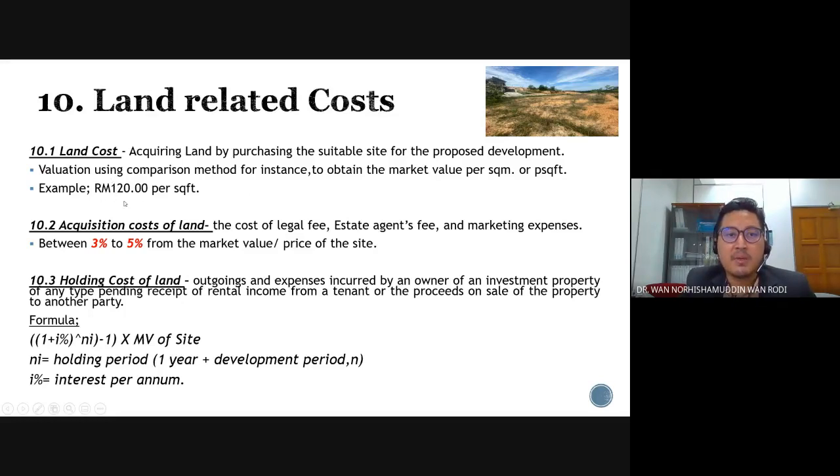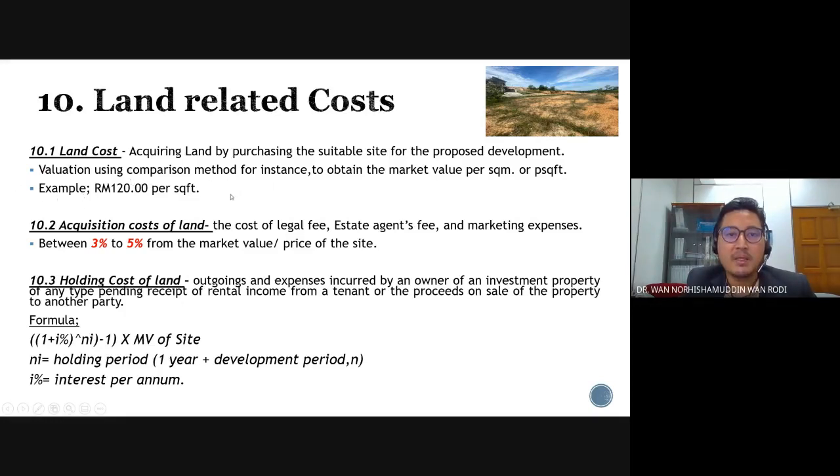Okay, and then let's say you have already done your valuation using the comparison method to obtain the market value of the site, and the value would be in the form of per square feet, RM 120 per square feet. So it depends on the type of the development land. If the development land has very good characteristics, the price would increase as compared with a site of poor specification. So it depends on your adjustment within the comparison method.